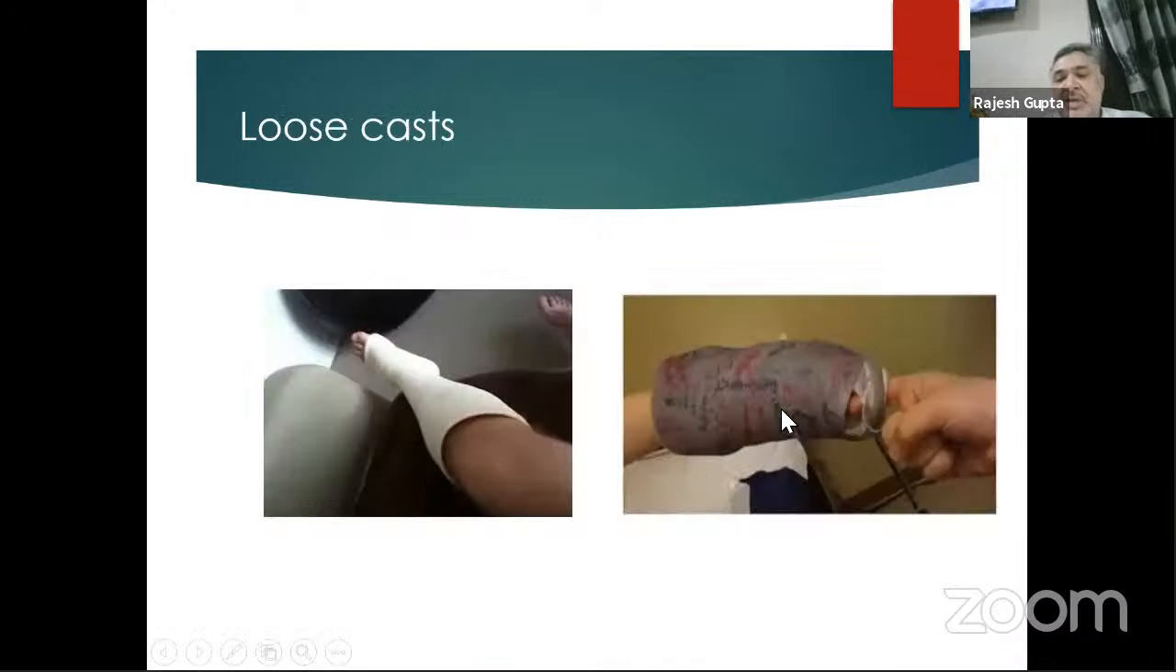So one may insinuate the finger between the skin and the cast. It is so loose. Or you can see this. This is known as Wellington boot effect. So loose a cast serves no purpose, and if it is there, you have to change the cast.